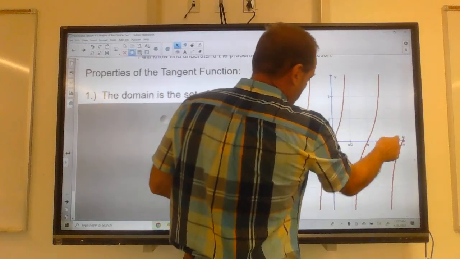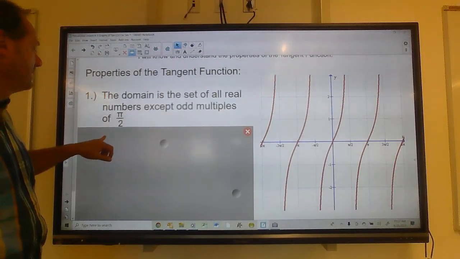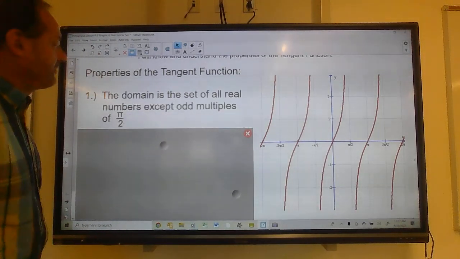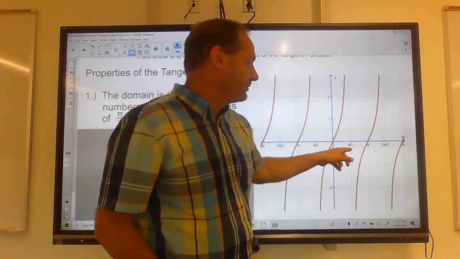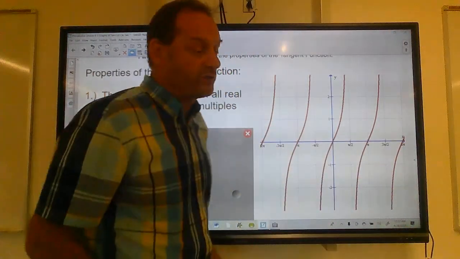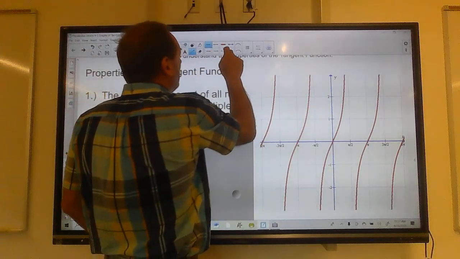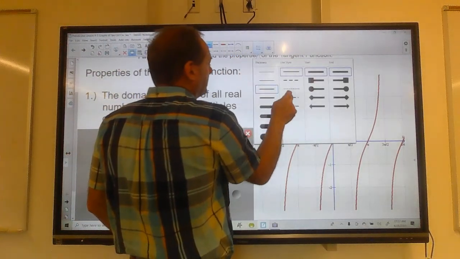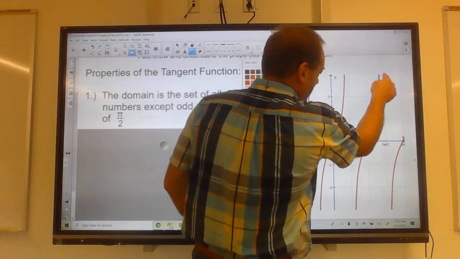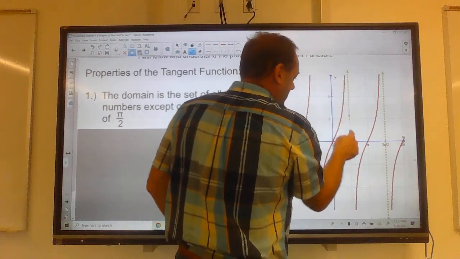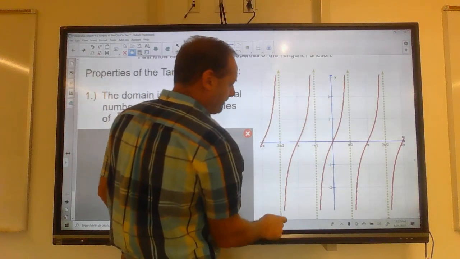Okay, so we go from 0 to 2 pi and 0 to negative 2 pi this way. So the domain is the set of all real numbers except odd multiples of pi over 2, like 1 pi over 2, 3 pi over 2, 5 pi over 2. Okay, there's asymptotes there. So you've got these asymptotes every pi, but they're on the odd multiples of pi over 2.